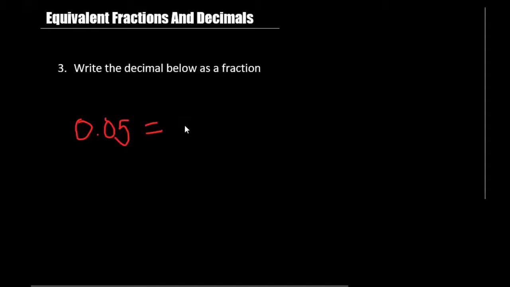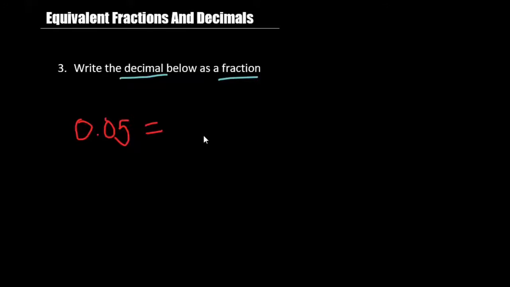Our third question is, write the decimal below as a fraction. So now instead of writing fractions as a decimal, we're going to write the decimal as a fraction. Right now we have the decimal 0.05, and 5 is in the hundredths place. So when you're writing decimals as fractions, you need to know your placements.